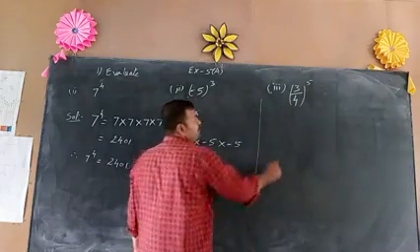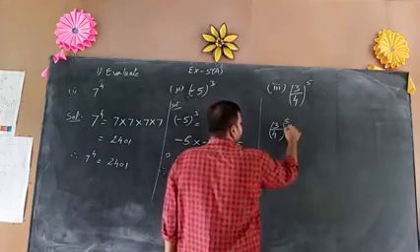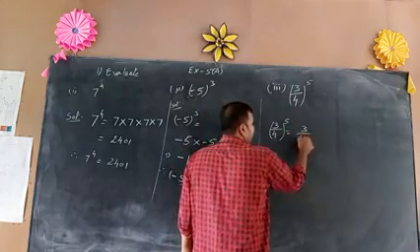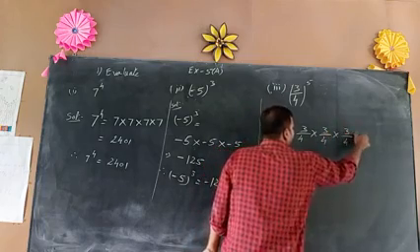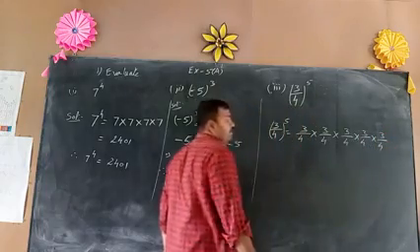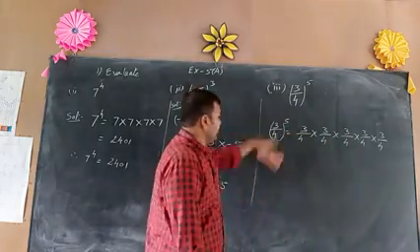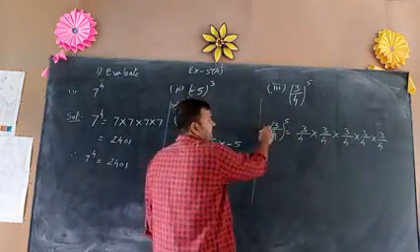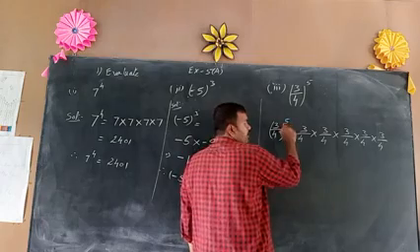Next sum is 3 by 4 whole to the power of 5. This 3 by 4 we have to repeat 5 times: 3 by 4 into 3 by 4 into 3 by 4 into 3 by 4 into 3 by 4. If a sign is given, that sign also we have to multiply 5 times. Why 5 times? Because the power given is 5.